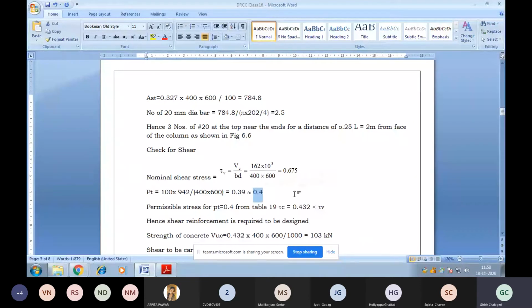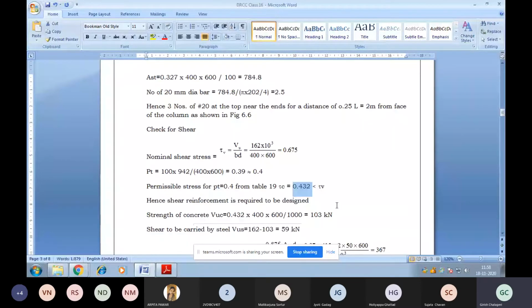Now using the table from SP16 or IS 456, we get the τc value for M20 grade concrete. For pt value of 0.4, we get τc equals 0.432, which is much less than the τv. Hence, we need to provide the shear reinforcement. Where τc is less than τv, we are providing the shear reinforcement.